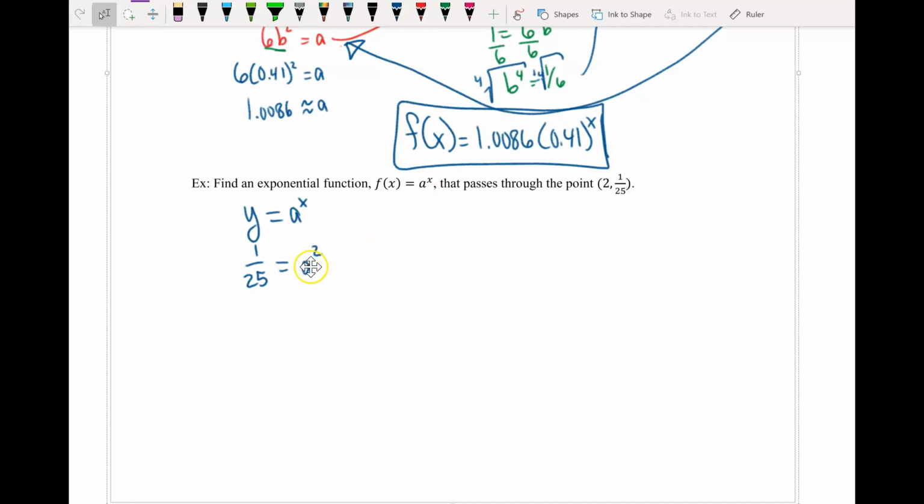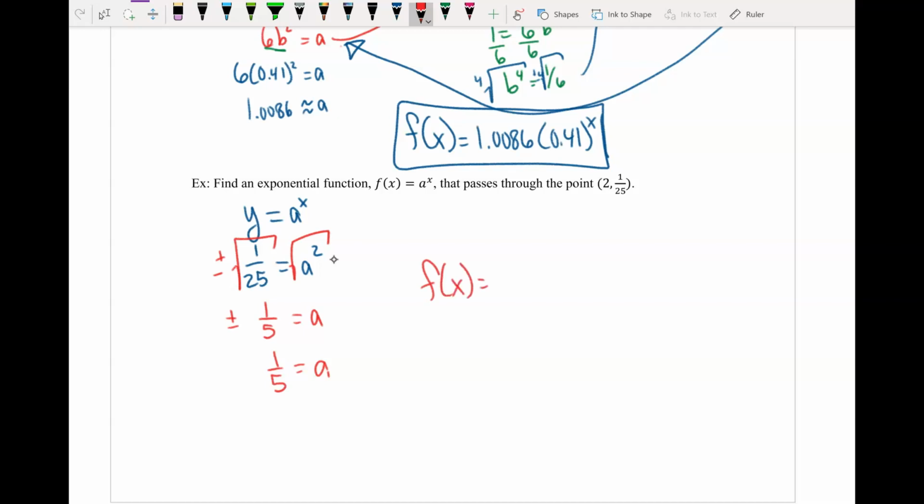Now we need to solve for a, so we're going to take the square root of both sides, plus or minus. So a is going to be equal to plus or minus 1/5. But notice that in this case, the base that has the x cannot be negative, so we're going to choose the positive. So a equals positive 1/5. So my function, f of x, is going to be 1/5 to the power of x. And that would be that answer.